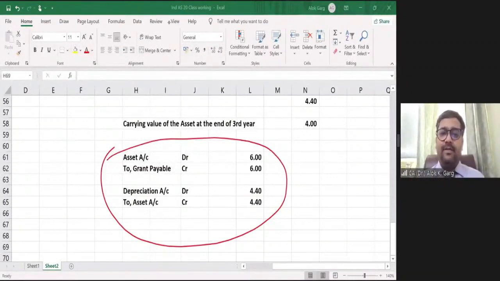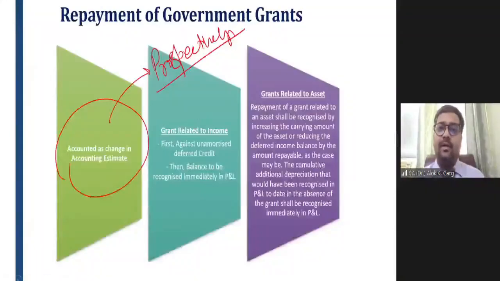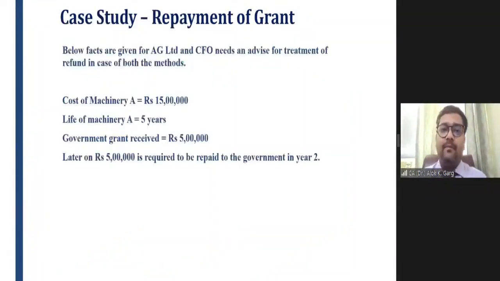So let me quickly discuss this repayment of grant concept I have discussed. In case of an income approach, first you have to set off your unamortized deferred credit, then you have to charge to P&L. So quickly I'll cover this part also.